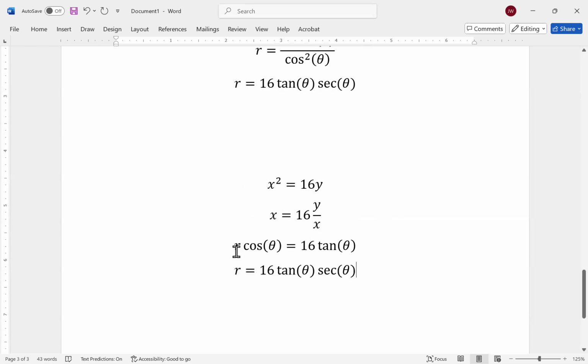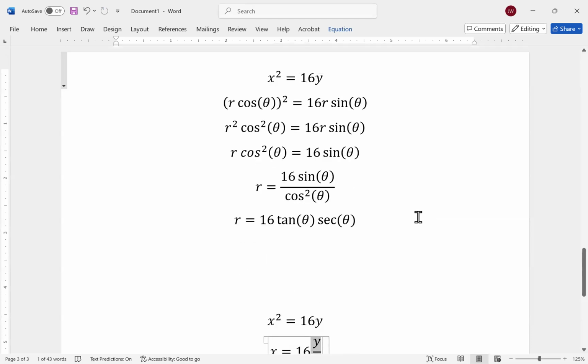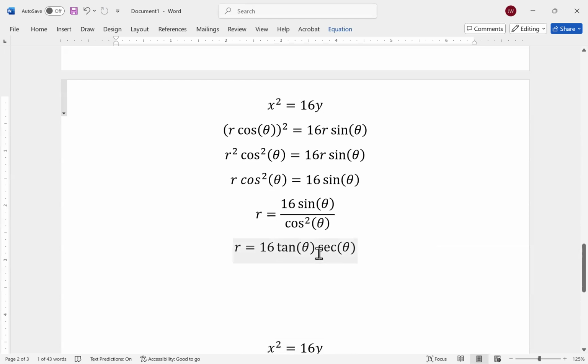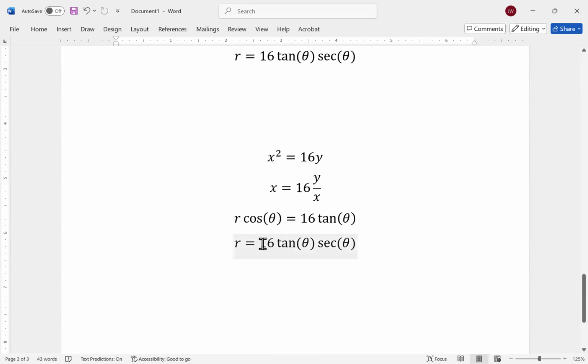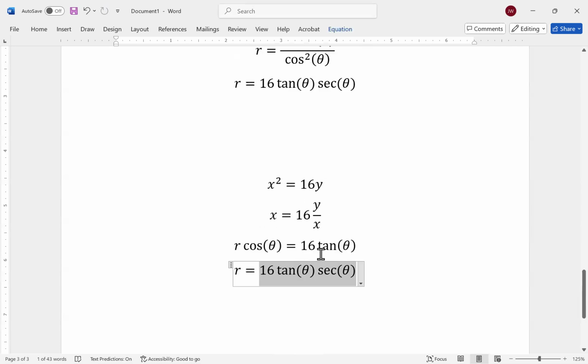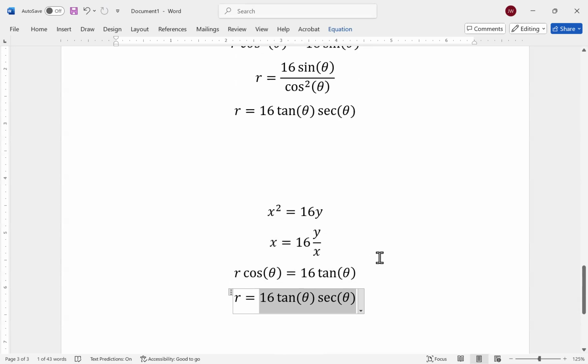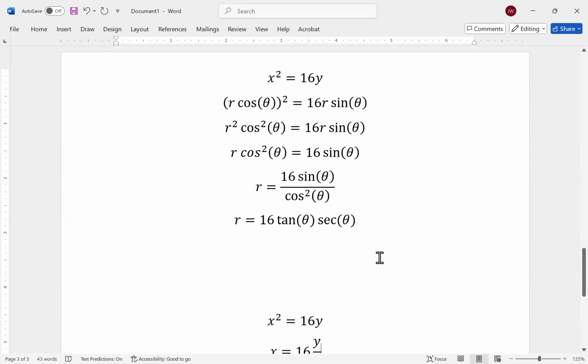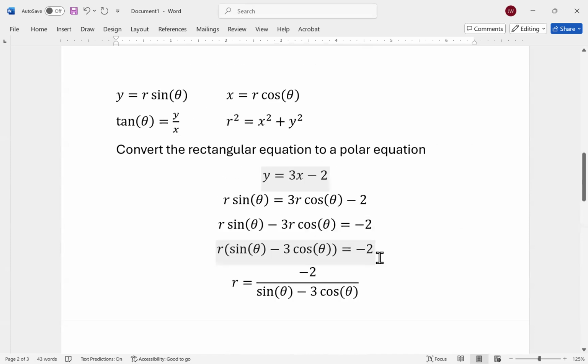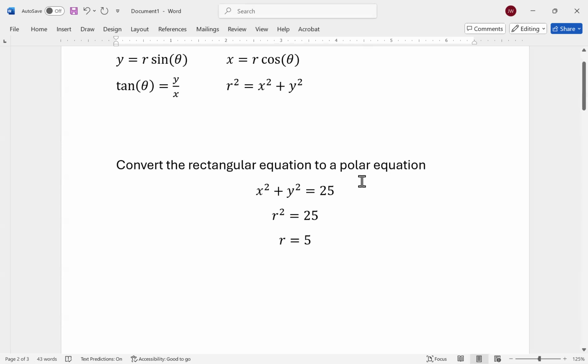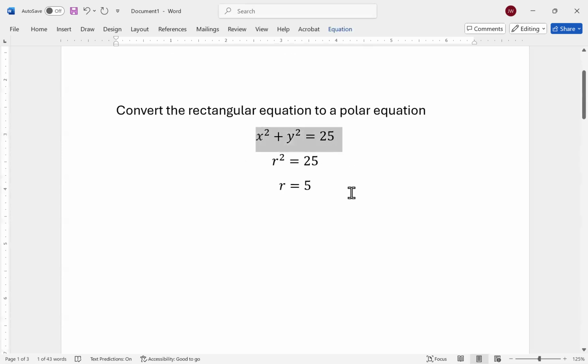So notice that, again, in this case, dividing by x allowed me to use one of my other conversion equations. It gets you to the same place in the end. Gets you to 16 tangent theta secant theta, or if you wanted to write it in terms of sine and cosine, you could have transformed this into sine and cosine as well. And you'd have gotten 16 sine theta divided by cosine squared of theta. So oftentimes with these problems, there's more than one way to solve. This one, probably the linear one, there's probably one good way to solve. With this equation, the circle, there's one really good way to solve, which is the way we did it.